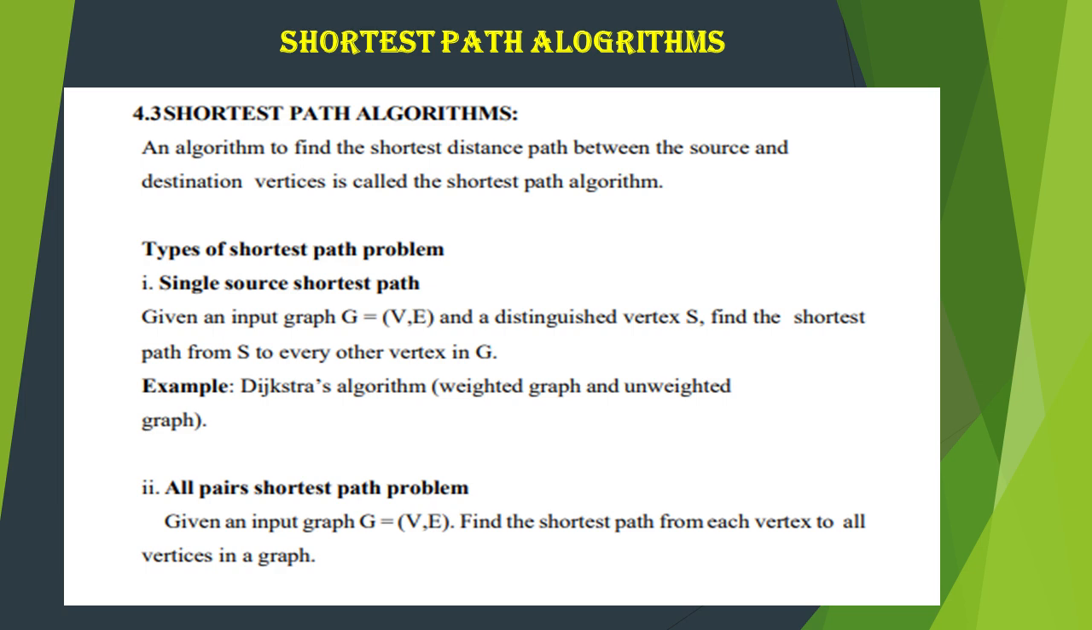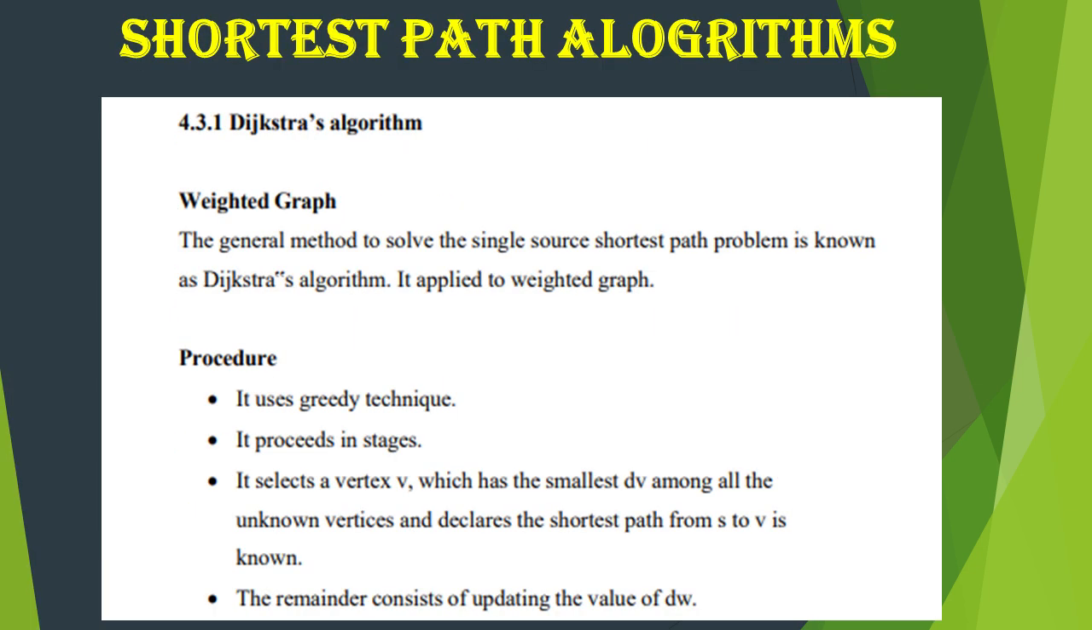In single source shortest path, given an input graph G equal to (V, E) and a distinct vertex S, find the shortest path from S to every other vertex in G. S stands for the starting vertex and G stands for the graph. For example, Dijkstra's algorithm, it may be a weighted graph or unweighted graph. Second one, all pair shortest path problem: given an input graph G equal to (V, E), find the shortest path from each vertex to all other vertices in a graph. First, we will see about Dijkstra's algorithm.